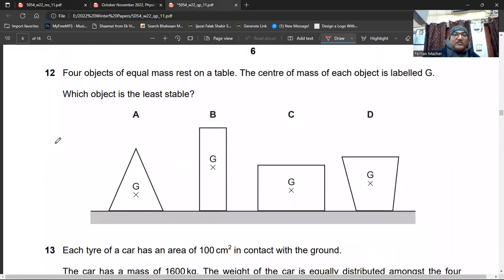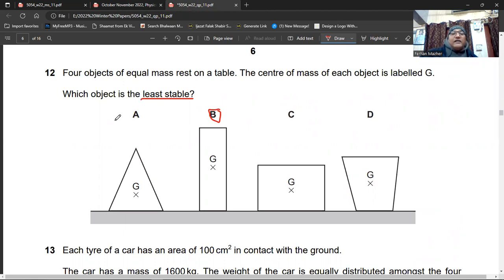Now we are going to the next question. 4 objects of equal mass rest on a table. The center of mass of each object is labeled G. Which object is the least stable? So we are talking about the least stable. Least stable will be that object whose center of gravity is highest. So here we have the center of gravity highest. So B will be the least stable.